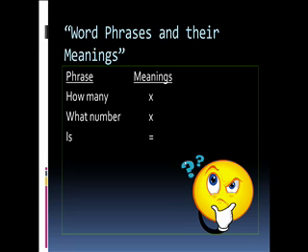So, word phrases and their meanings. The word phrase, how many? Well, if you don't know how many, of course you have to represent it with a variable. And most times you're going to use the variable x. The phrase, what number? Is also represented by x, because it's asking you what number. Well, if you don't know the number, you have to represent it by something, so use the letter x when possible. The word is always represented by the equal sign, as in 2 plus 3 is 5. The word is there meant equals.